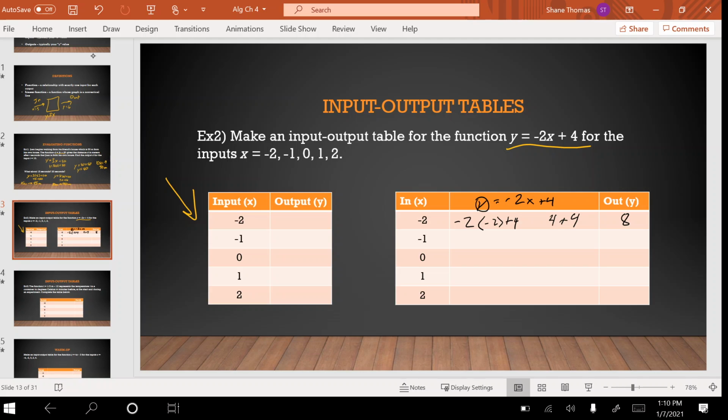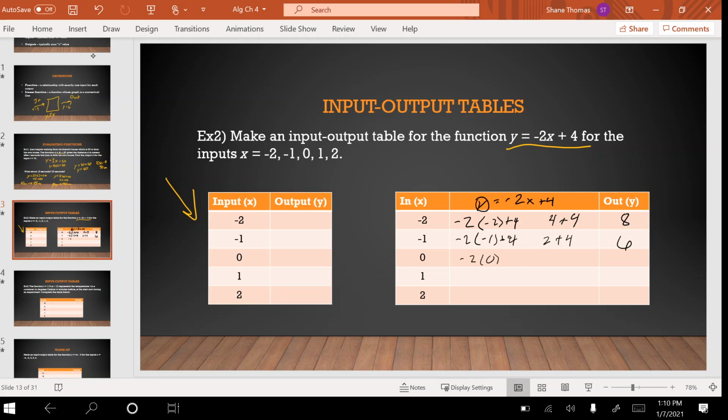Next one, put in a negative 1. So I have negative 2 times negative 1 plus 4. What's negative 2 times negative 1? Positive 2. 2 plus 4 is 6. That's my output. Good. Keep going.